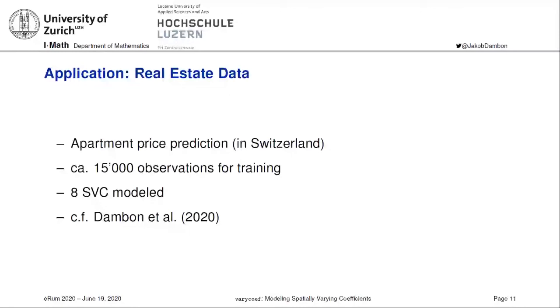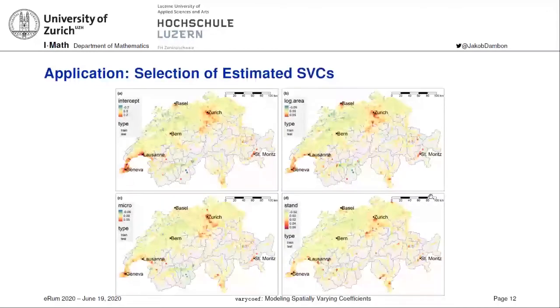So the next slide is the result of one of these models. It is a selection of the estimated SVC. So these are the 4 ones which have the most of the spatial structure. Maybe I can zoom in even more so you can see more.